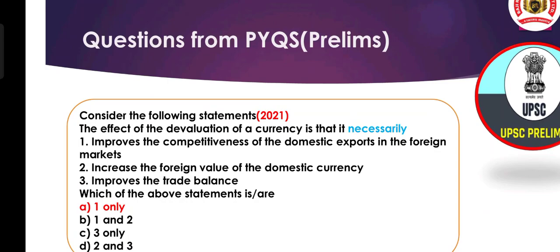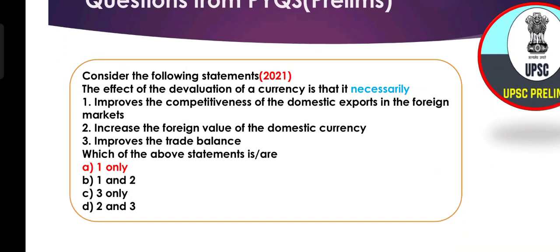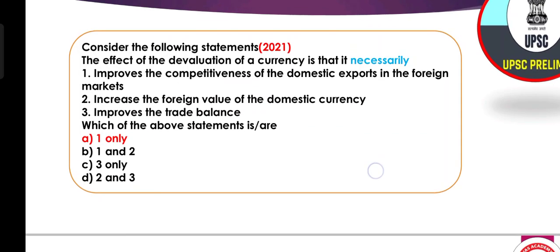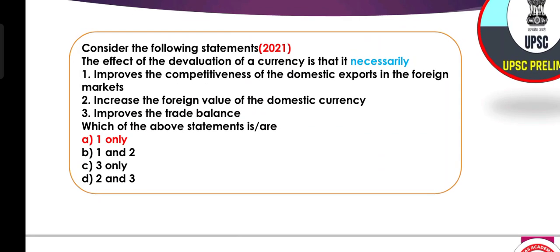And now we have to answer the question of the prelims. The answer is option A. That is, it improves the competitiveness of the domestic export in the foreign markets. And why are statements 2 and 3 incorrect?